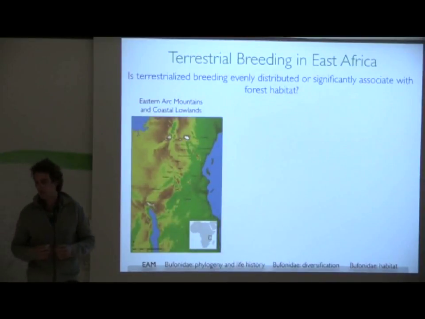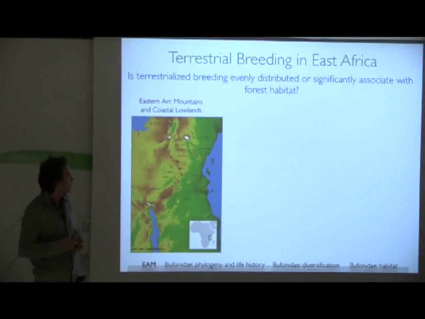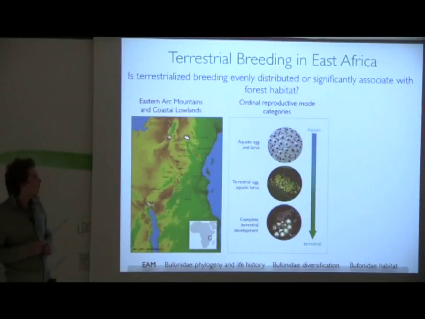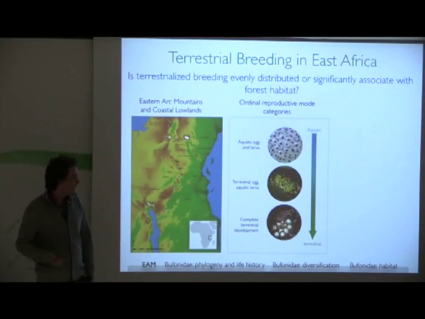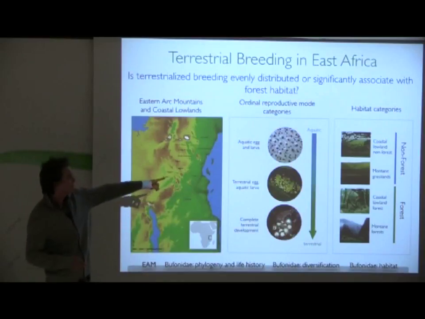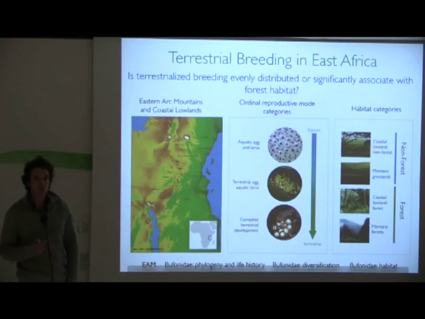And we wanted to see if the 180 species of amphibians that occur there, and their reproductive modes, are distributed evenly, or whether we can make some associations with habitat, specifically forest and montane forest habitat. So we scored these amphibians on an ordinal scale for reproductive modes. So we had aquatic eggs and larvae, terrestrial eggs with aquatic larvae, and complete terrestrial development. And we also assigned these species to one of 4 habitat categories. 2 of them were non-forest categories, so we had coastal lowland non-forest and montane grasslands, and then we had 2 forest categories, coastal lowland forest and montane forest.